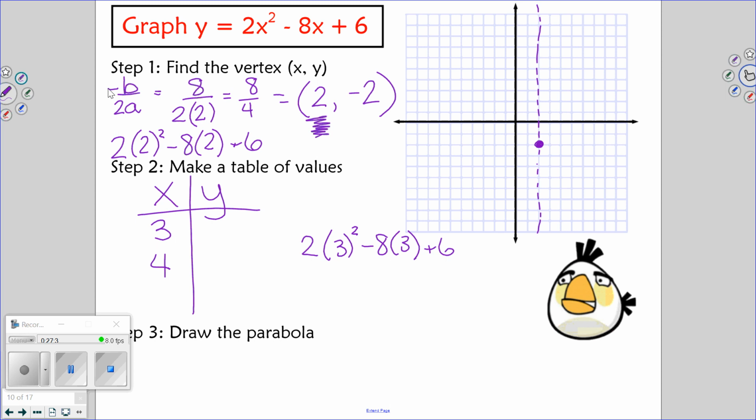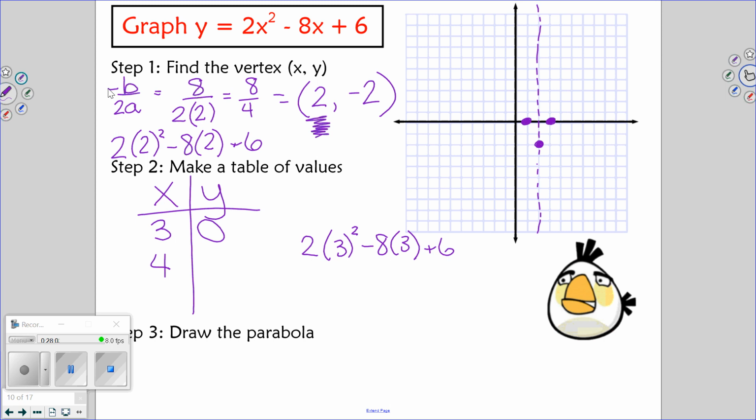Tell me what you get. 0? Okay, so we're good? 0. So I'm going to plot the point 3, 0. And then can you reflect that? It's 1 space away, so I'm going to go 1 space on the other side, and I can reflect.